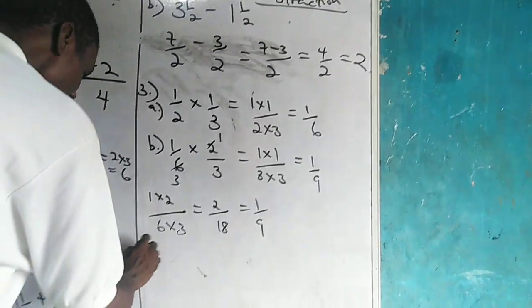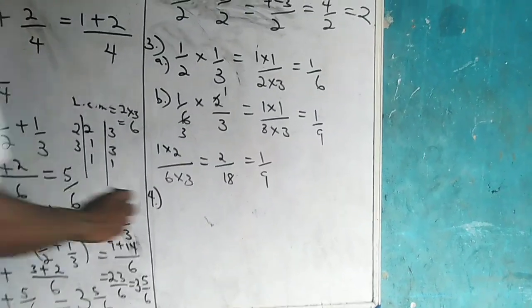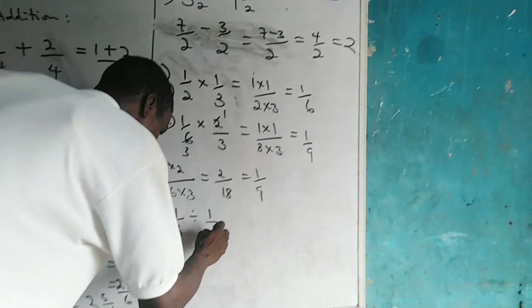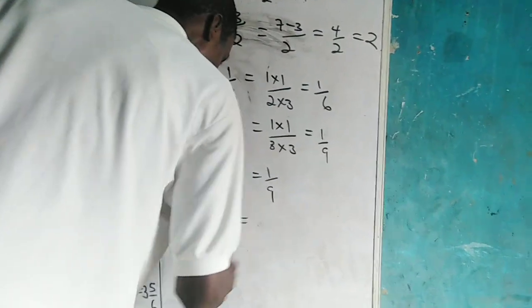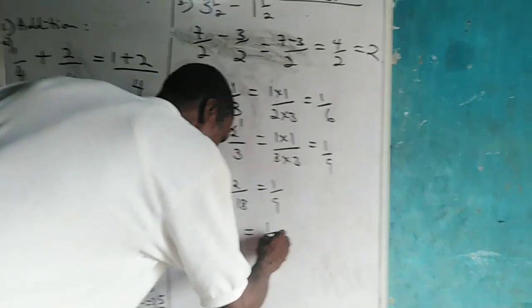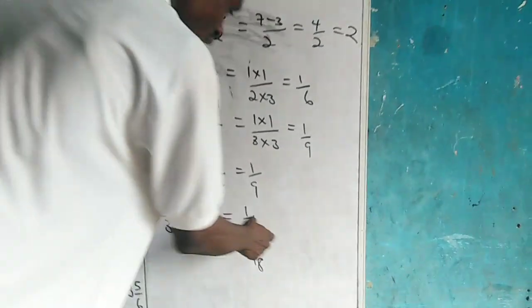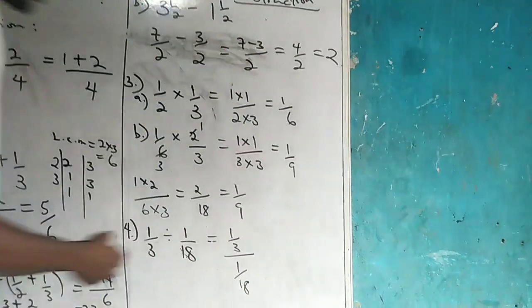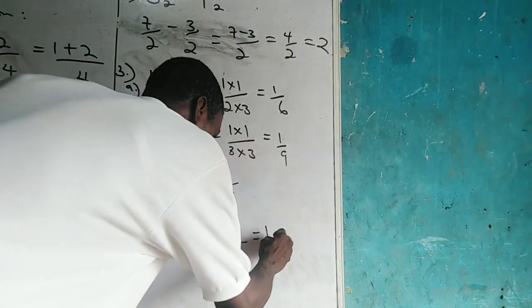Alright, then for the fourth case, which is division under fractions, I have 1/3 divided by 1/18, something like this. In arrangement, it ought to be like this: 1/3 all over 1/18. Are you seeing this? Then this is the big division sign. I'm dividing the two fractions.